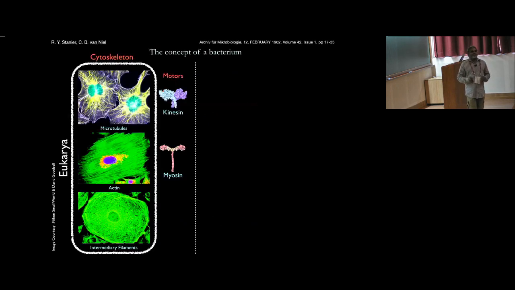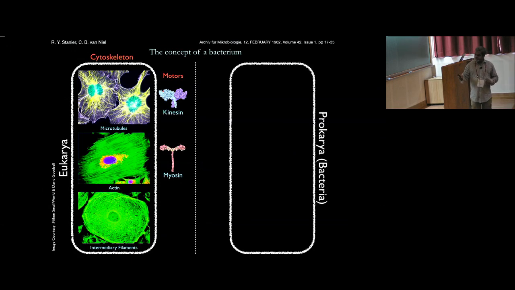And the story goes like this. A long, long ago, there was a time when there were only two kinds of organization: all these things you saw in the last week, and the other was this. There was no kind of organization, and this was the concept of a bacterium that was put forth even as late as 1962 by Roger Stanier and van Niel.